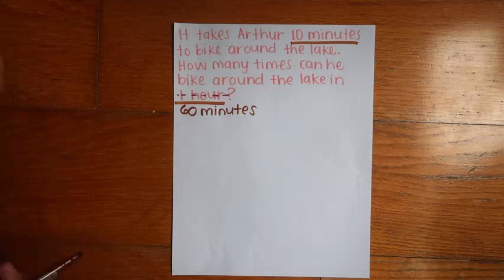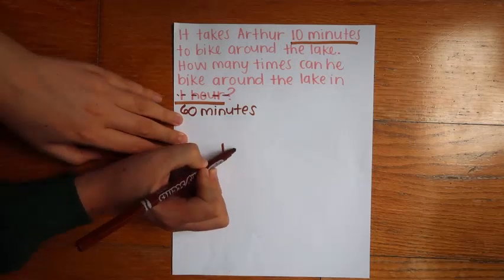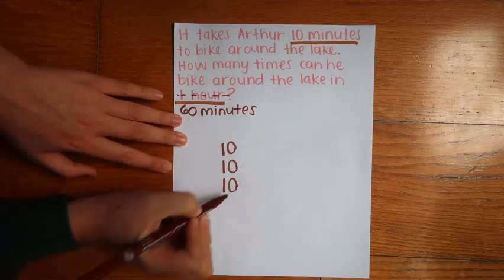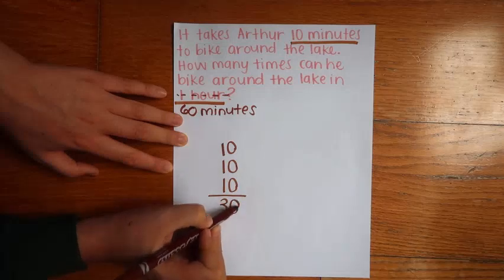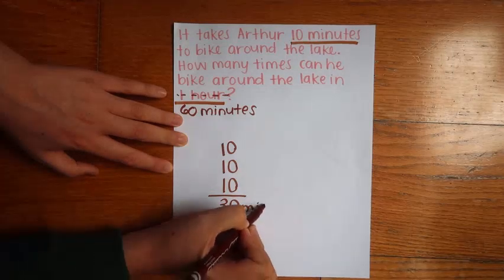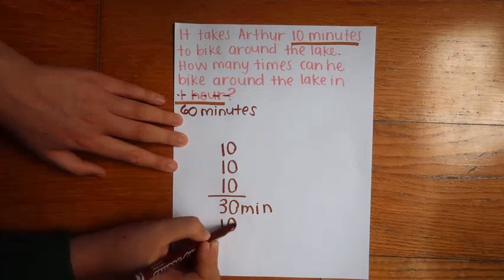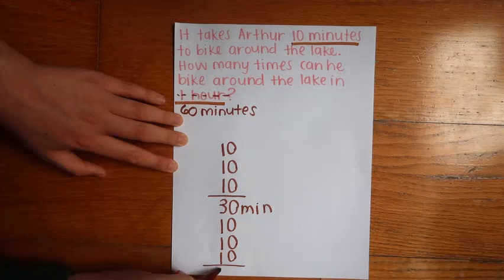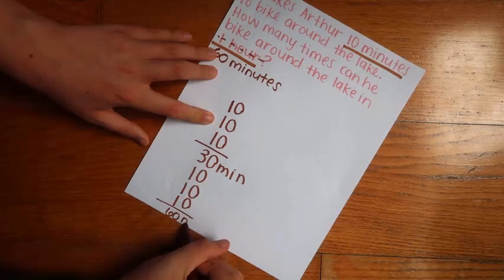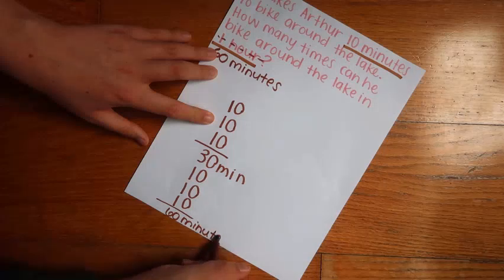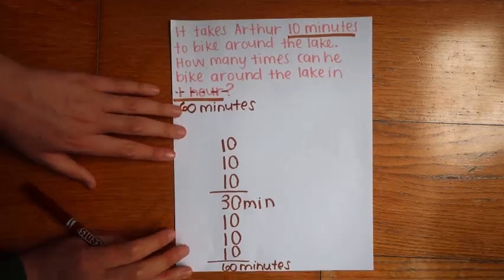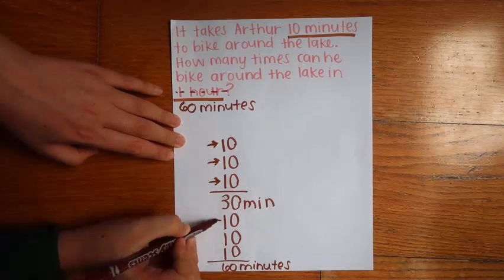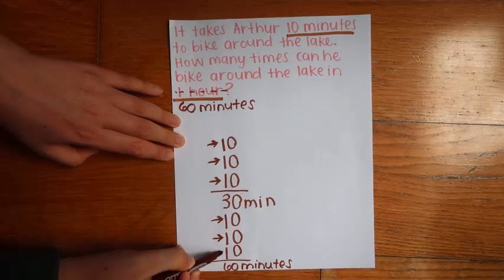So 10 minutes to bike around the lake. So he can bike around the lake once. He can bike around the lake twice. He can bike around the lake 3 times. And we're still just at 30 minutes. So he can keep going for a 4th time around the lake, a 5th time around the lake, and a 6th time around the lake. And we should end up with 60 minutes in all. So he was able to bike around that lake 6 times. Time 1, time 2, time 3, time 4, time 5, time 6.